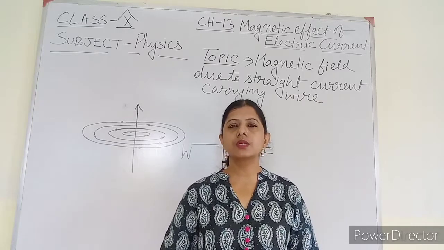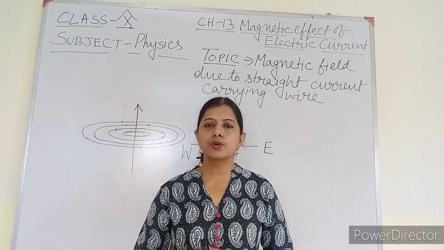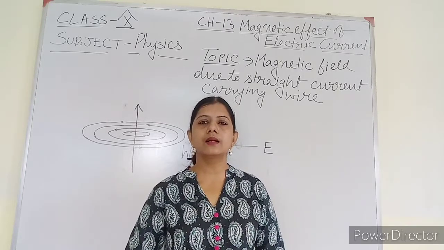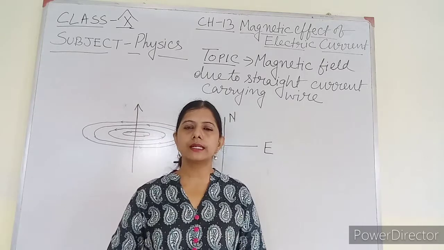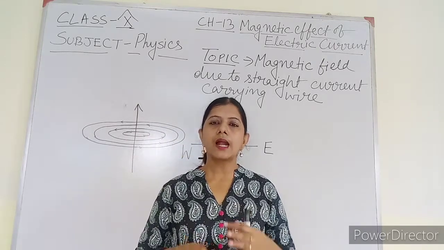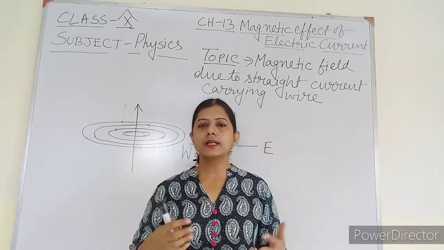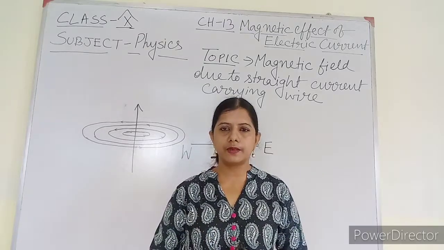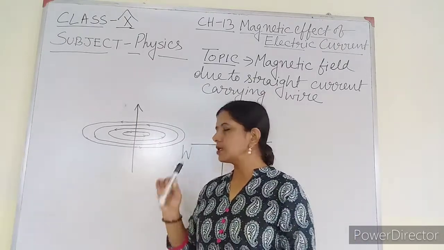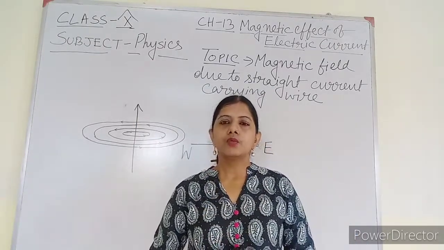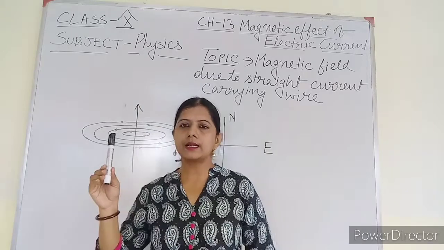Now, today I am going to discuss the magnetic field pattern that can be produced around a straight current carrying conductor. Suppose this is a straight current carrying conductor. I have to find out the direction of magnetic field lines and how the magnetic field looks. In your NCERT book you can find two figures. Suppose this one is a straight current carrying conductor.